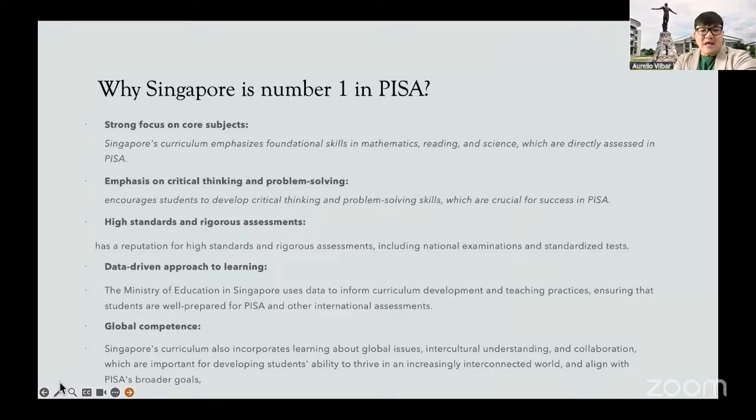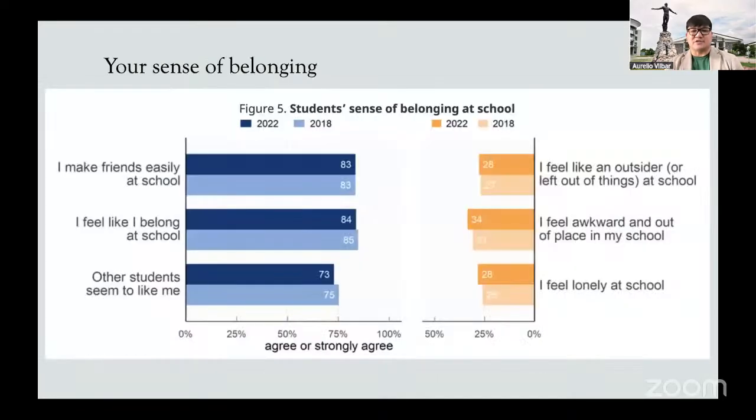And finally, meron po tayong data-driven learning because the Ministry of Education in Singapore always put emphasis on curriculum development and teaching practices. They always check what's our PISA score. And if the PISA score is low at that time, how can we improve? So kaya ang PISA ay hindi lang po pagbabasa, hindi lang po siya reading comprehension. It's really a complex situation.